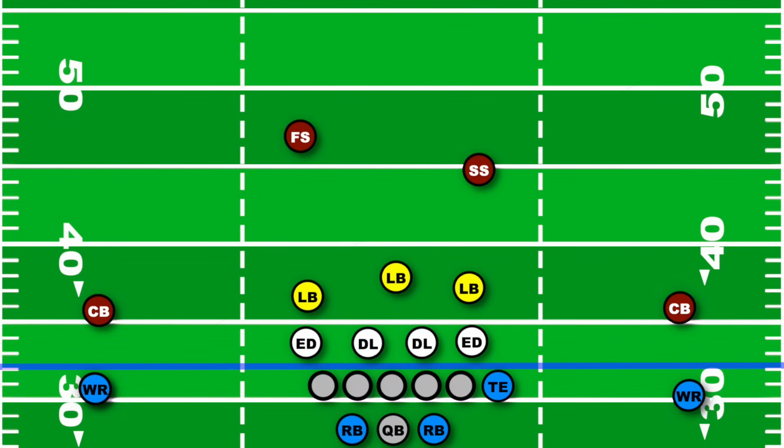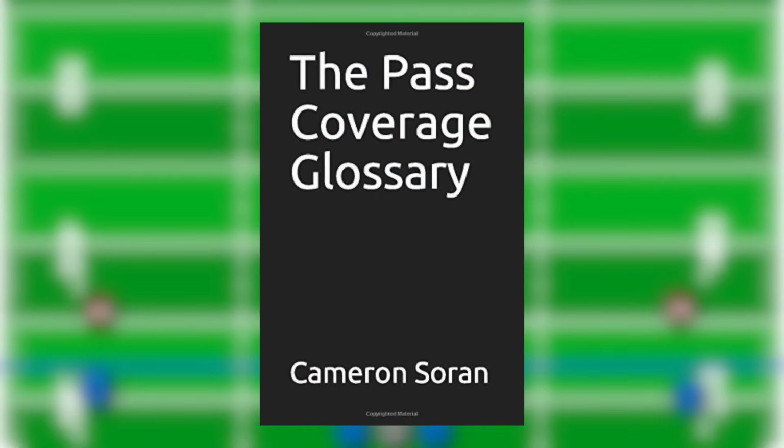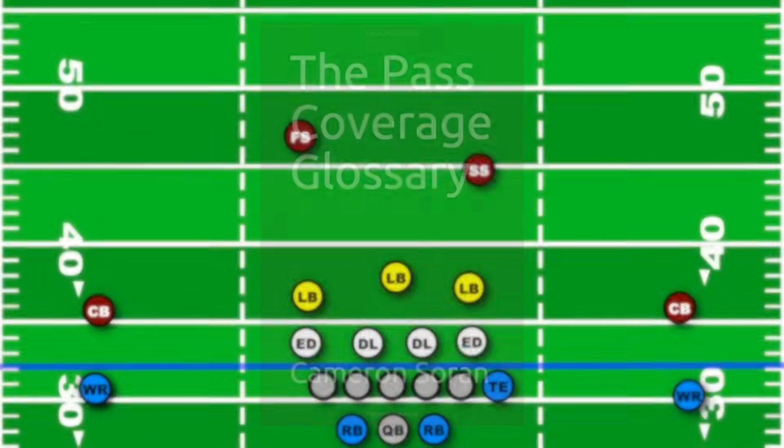As we get into zone coverages, keep in mind there's infinite pattern match rules that defenses utilize, and this video would exceed YouTube's time limit if I mentioned all of them, so I won't really be discussing those. But if you're interested in learning about those, check out the Pass Coverage Glossary by Soran, link in the description. It's legitimately the most essential book that I own.